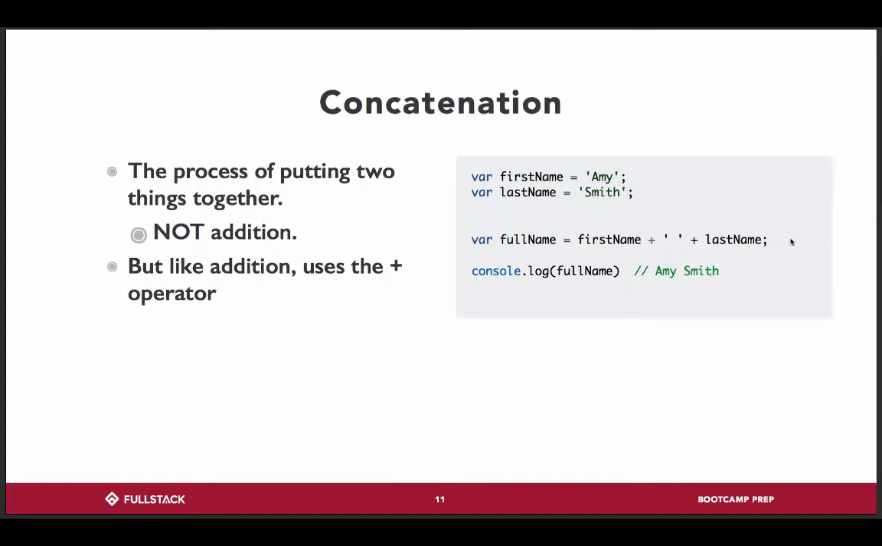Concatenation. I know some of this might be a review, but it's always good to make sure we're all on the same page. This is just taking two strings and putting them together. Here we're taking three strings: the first name, a space, and the last name, and you just add them together with the plus. The plus sign in numbers is addition; the plus sign in strings is concatenation. And if you do a string plus a number, we'll see what happens later.